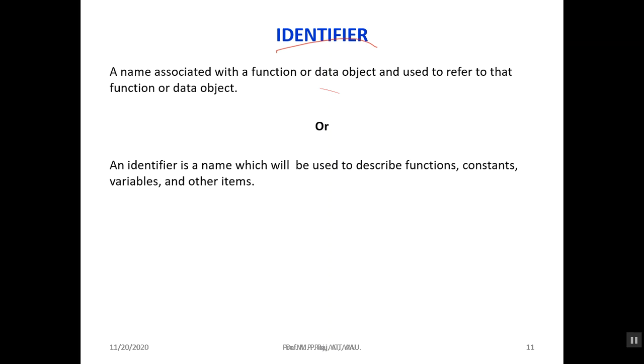So identifier is nothing but a name associated with a function or data object and used to refer to that function or data object. This data object can be anything. It can be a variable, constant, array, structure, or any entity which is not available in C language and you want to use it in your program. Understood? Okay.